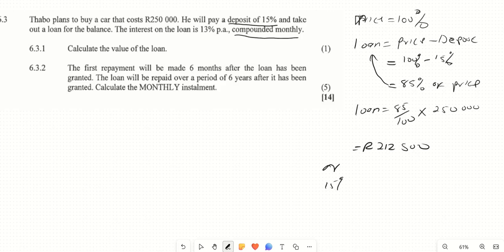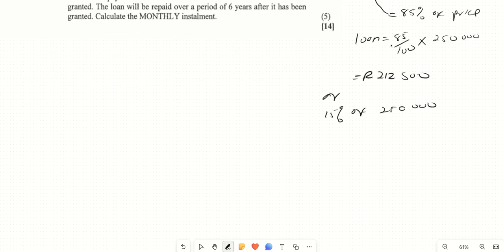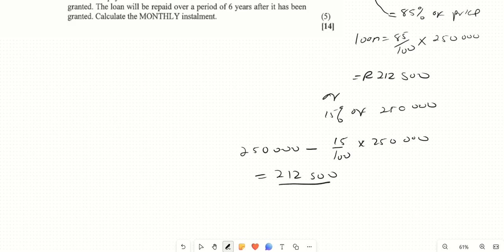Or we can first find the deposit, which is 15% of 250,000. Then after finding that deposit, we can subtract it. So this is going to be 15 over 100 multiplied by 250,000. Then we subtract that deposit, and we'll end up with the same answer, which is going to be the loan.